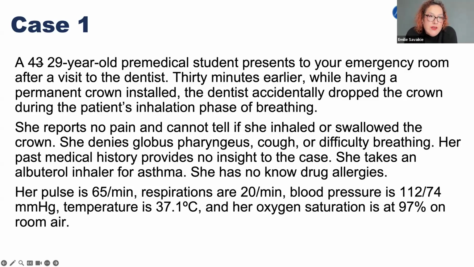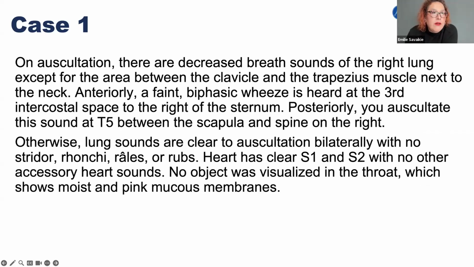Cough or difficulty breathing. Her past medical history provides no insight to the case. She takes an albuterol inhaler for asthma. She has no known drug allergies. Her pulse is 65 per minute. Respirations are 20 per minute. Blood pressure is 112/74 millimeters of mercury. And temperature is 37.1 degrees Celsius. And her oxygen saturation is at 97% on room air. All of that is perfectly normal.